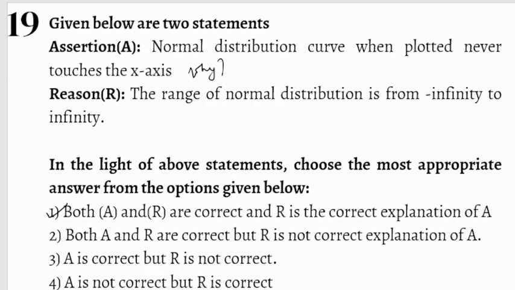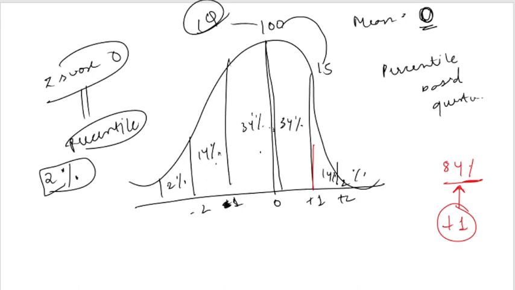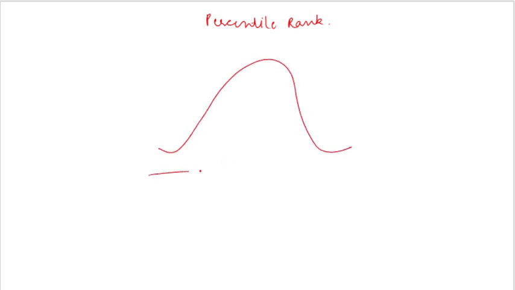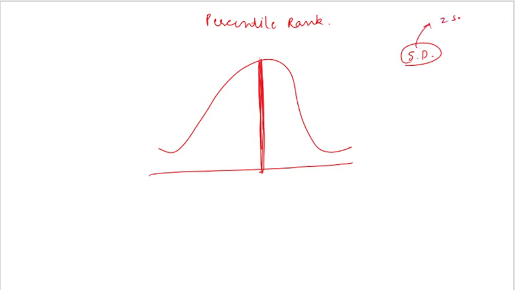Okay, moving back to percentile rank. Let me add another slide and we'll understand it one more time. So, percentile rank. We know that there is a normal distribution curve which is symmetrical in nature. We know that mean, median and mode lie here, they all coincide. So the percentile ranks are calculated on the basis of the standard deviation or the Z score, or the standard score.